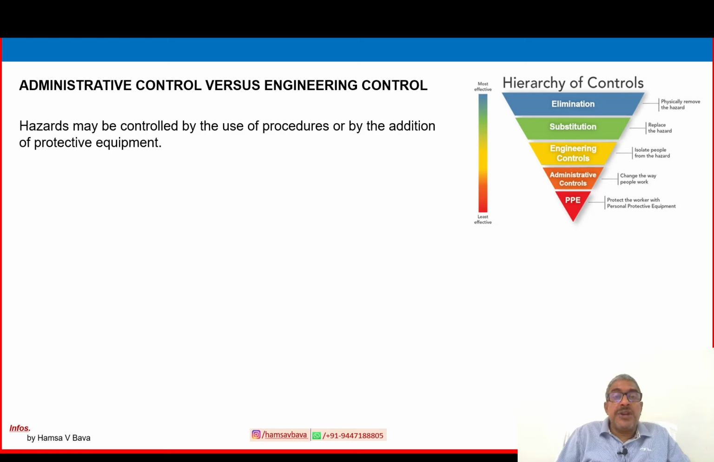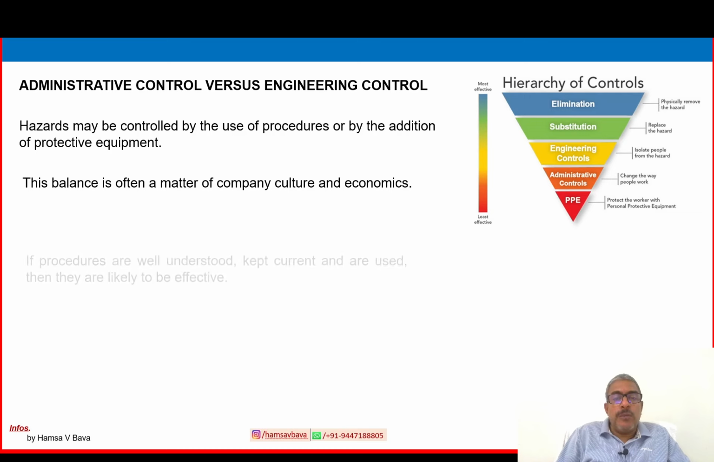Engineering control is using a modern, well-versed engineering system to protect safety, with features like alarm system, safeguard system, and ESD system. Various other engineering controls are also used. So this is how we can look at administrative control versus engineering control. Hazards can be controlled by the use of procedures or by addition of protective equipment. This balance is often a matter of company culture and economics.